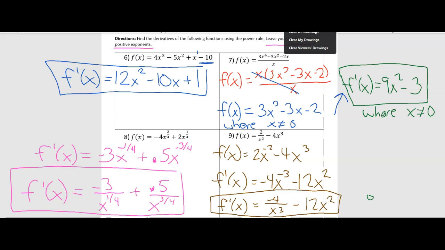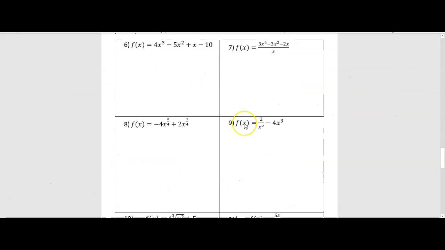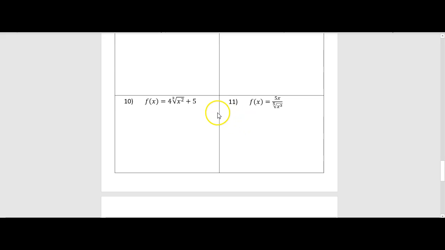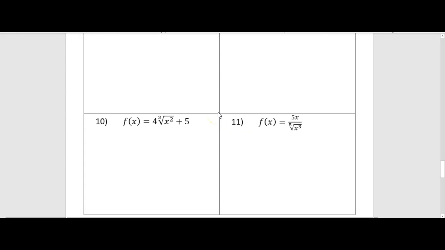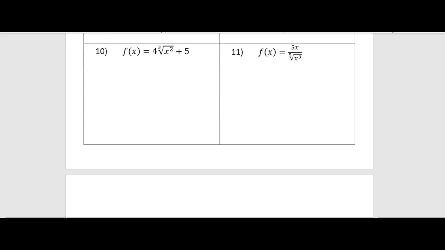Okay, let's go down to the last two. Making pretty good time. We just have 10 and 11. We'll even make this a little bigger. So for number 10, we see that our function has a radical term in it, and the power rule doesn't really tell us how to deal with those. But we know that if we can rewrite a function with just exponents, then we should be able to apply the power rule. So we're just going to rewrite f of x without the radical.